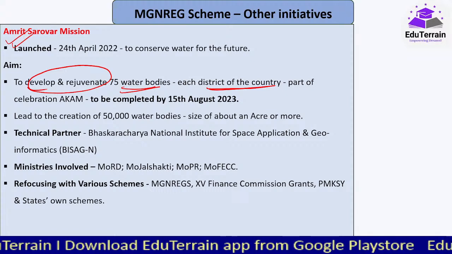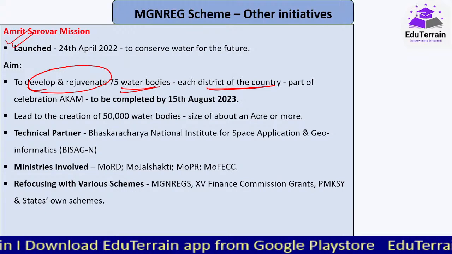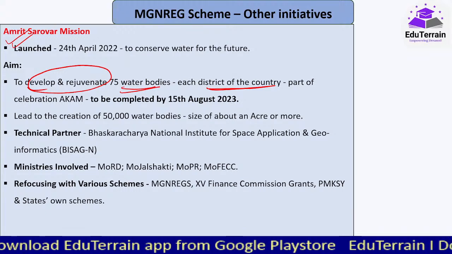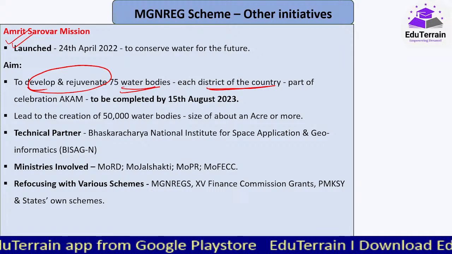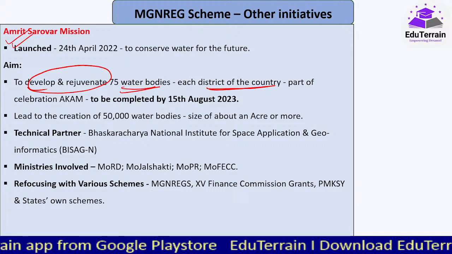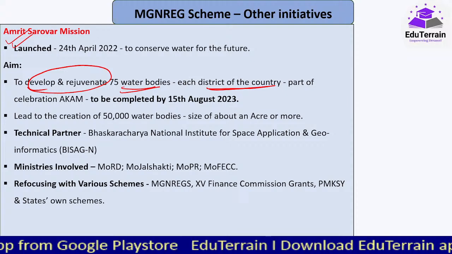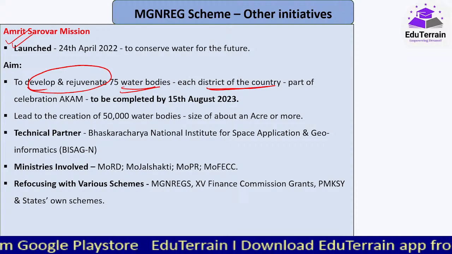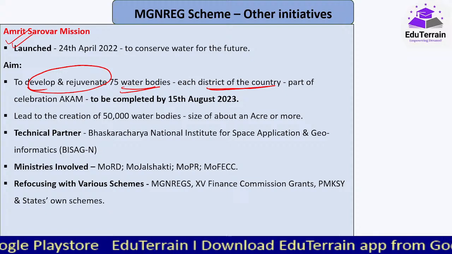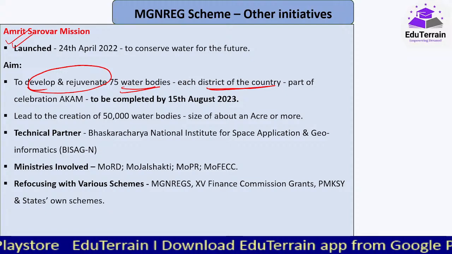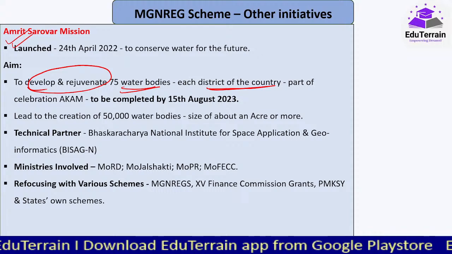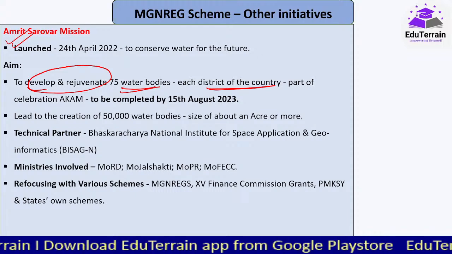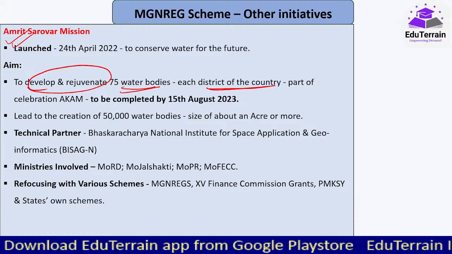So such kind of water bodies are selected, 75 water bodies in each district, and those would be developed and rejuvenated under this MGNREGS scheme. पहले हमने बताया था कि when we talk about MGNREGS scheme, there are various works that are provided, asset creation and all that, right? Under the same, people would participate in developing and rejuvenating these water bodies.